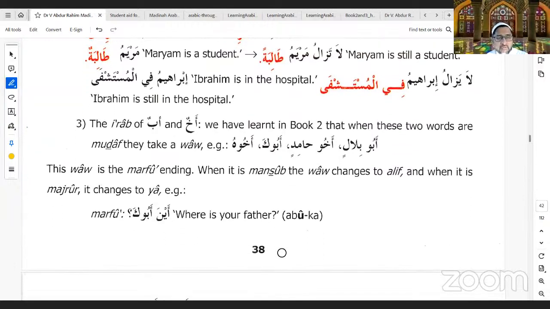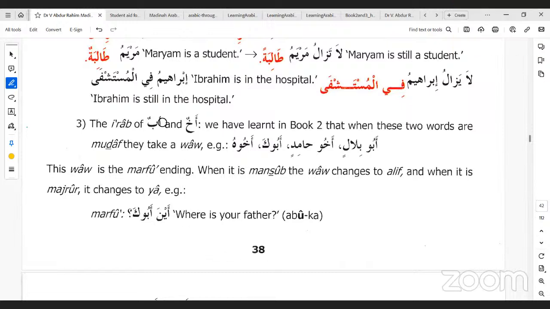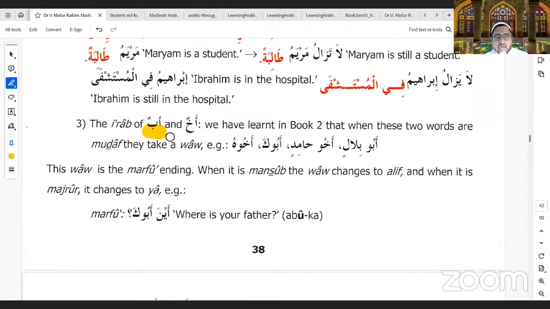Excellent. And point number 3. Okay, so before you start, I'll explain this. The words abun and akhun, there are 5 words in the Arabic language. These 2 words, abun and akhun, are called asma'i khamsa, or af'al sitta. So there are 5 or 6 words in the Arabic language.